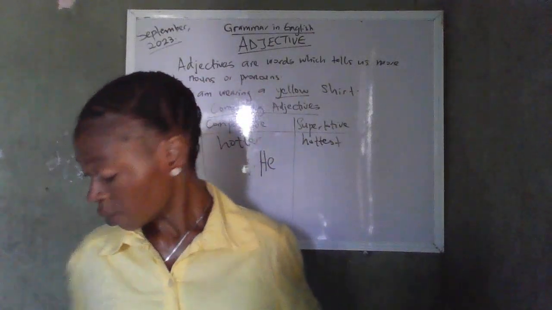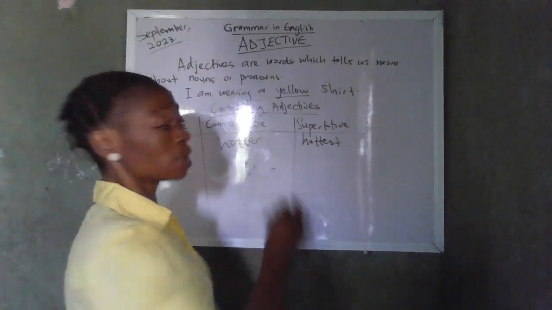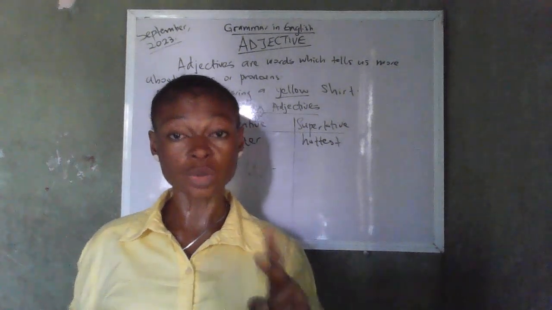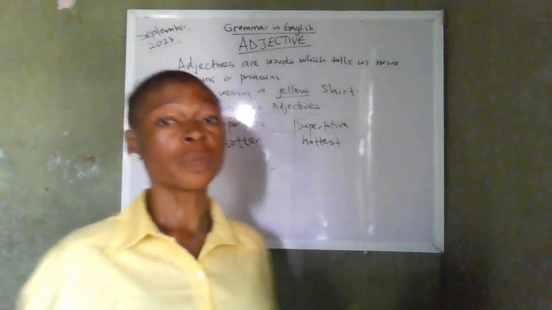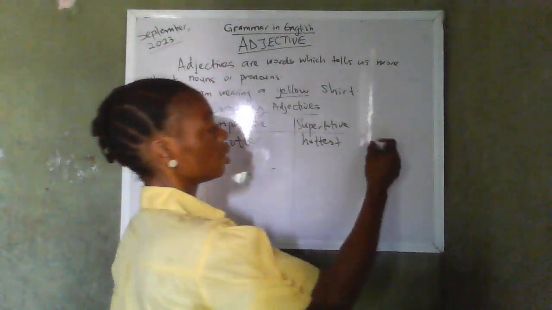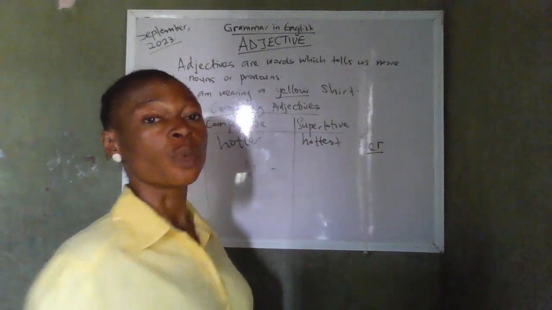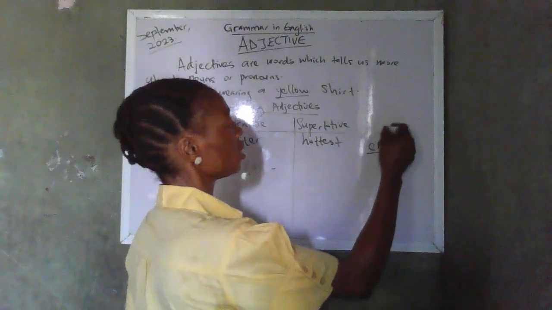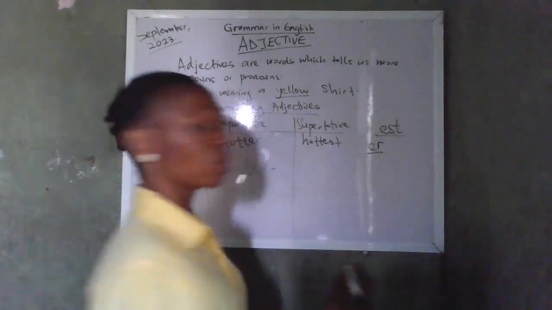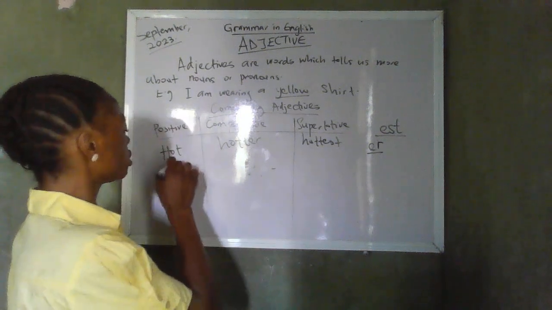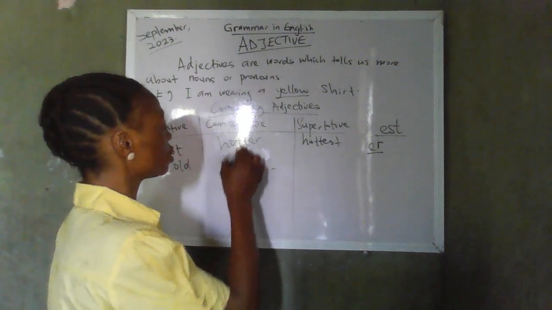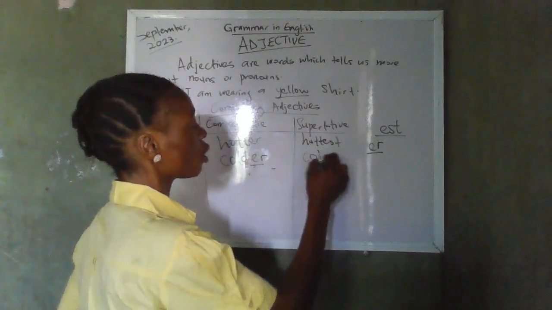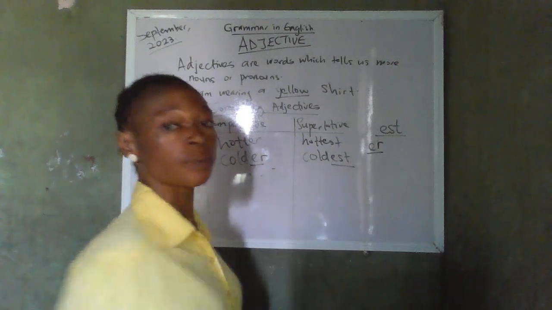Now take note, for one syllable adjectives or 2 syllable adjectives, their comparative forms usually take ER, while the superlative form most times takes EST. Another example, we have cold, comparing 2, colder. Comparing 3, we have coldest.